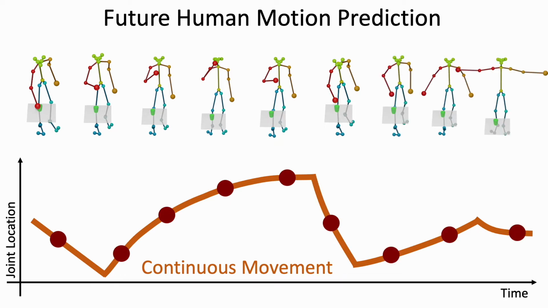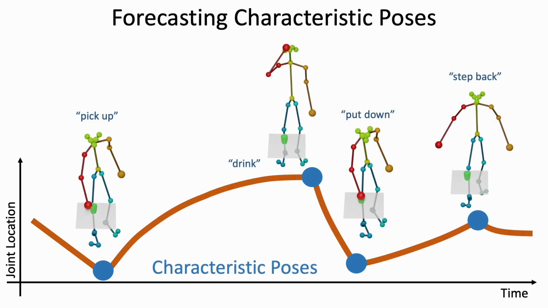But for longer-term motion, human movement typically contains action-defining poses at the cusps of joint movement not directly tied to any frame rate. Thus, for longer-term human forecasting, we propose to explicitly capture these semantically meaningful key moments which are characteristic for the goal of an action. We call them characteristic 3D poses.